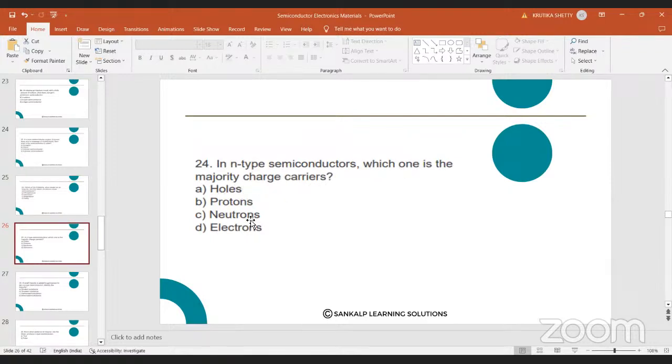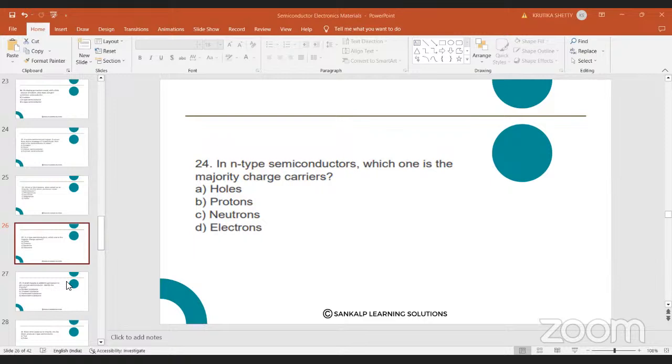Holes, protons, neutrons, electrons. N-type. In N-type it is holes? Holes. Yes, Vidya, Rakshita, Harshita. Yes, electrons. So in N-type the majority charge carriers will be electrons. And in the case of P-type, the majority carriers are holes, okay?